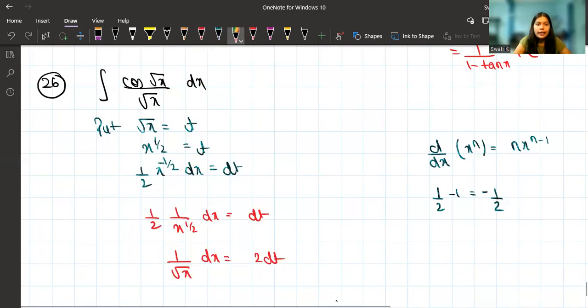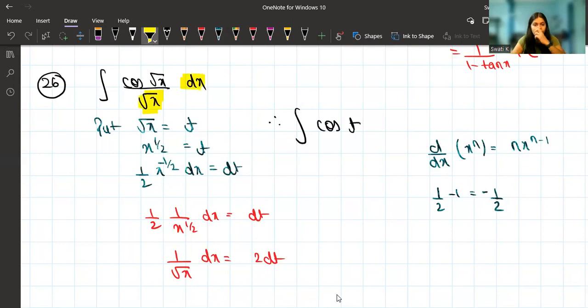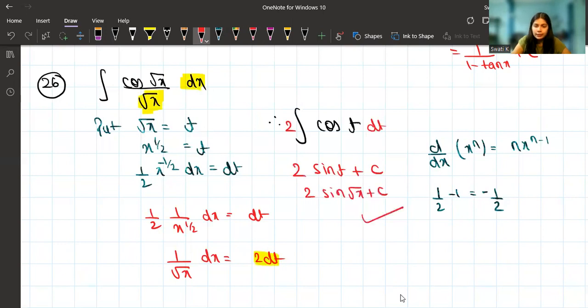Now I can rewrite down the question as integration cos root x as t. And for this dx upon root x, we have 2 dt. So it will simply become 2 outside and dt. So 2 as it is, we know that integration of cos t is sin t. So it is sin t, and then plus the constant of integration. 2 sin t is root x, so 2 sin root x plus c. That's your answer. All right, let's go to the 27th question, and let me write down that question.